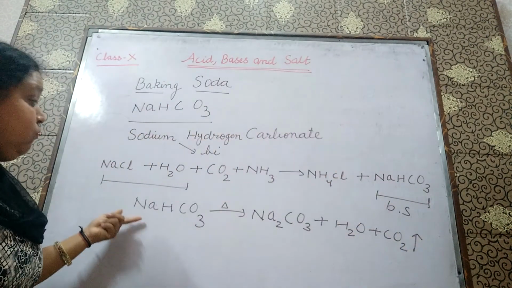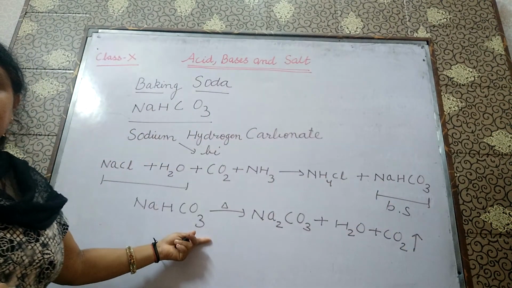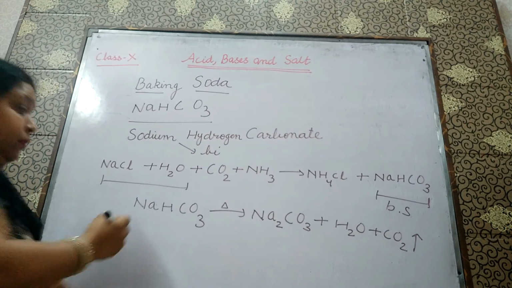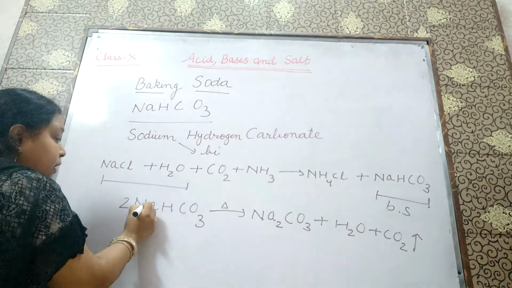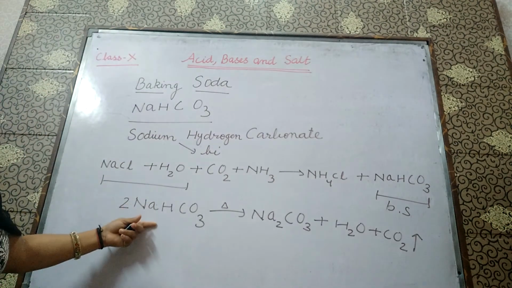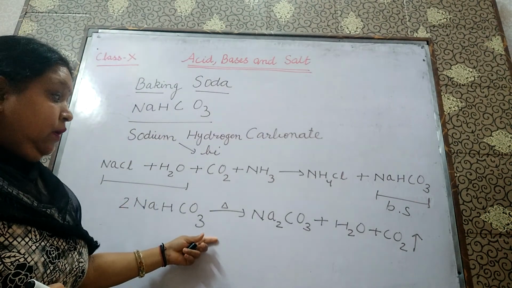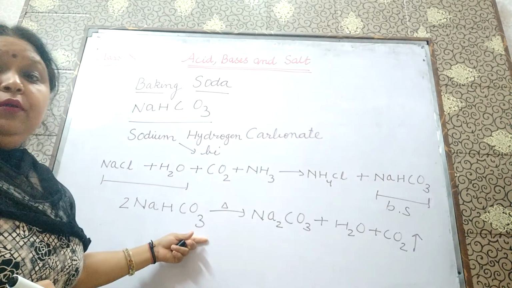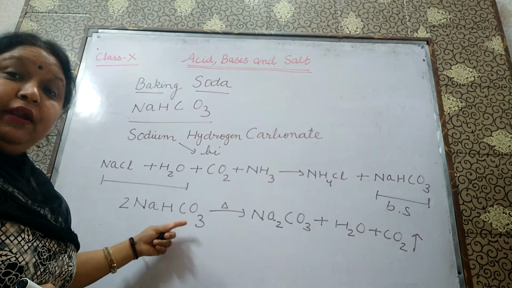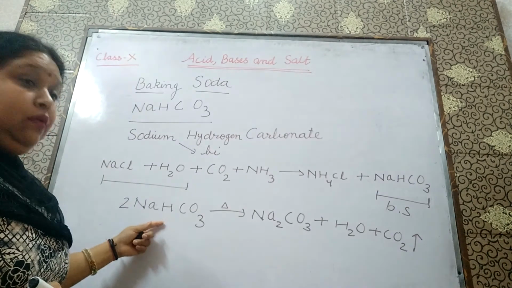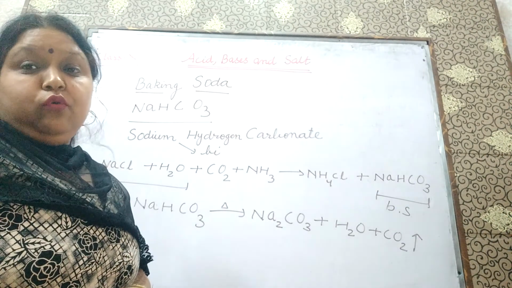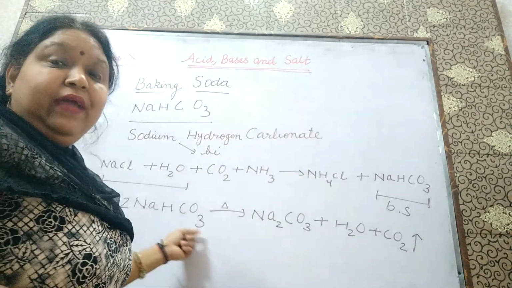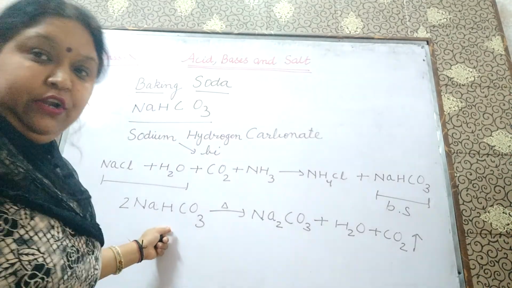This is a very important reaction. If you want to balance it, write 2 here. It will become 2NaHCO3. It is a very important reaction which shows what will happen when baking soda is heated up. One of your NCERT questions is also the same, that what will happen when NaHCO3 is heated up.